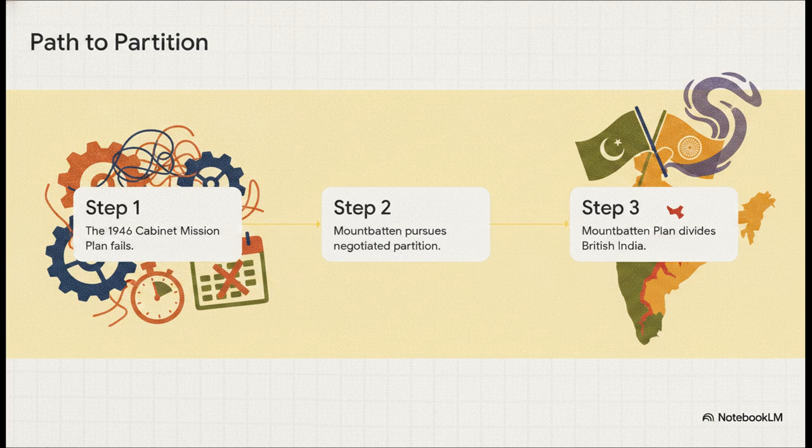What happens next is basically a domino effect of failed negotiations and rising tensions that made partition the only viable path. First, a final attempt at a united federal solution, the Cabinet Mission Plan, totally collapses. Then, the last viceroy, Lord Mountbatten, steps in and realizes a negotiated partition is literally the only practical way out. Finally, on June 3, 1947, the Mountbatten Plan is announced, officially declaring that British India is going to be divided.